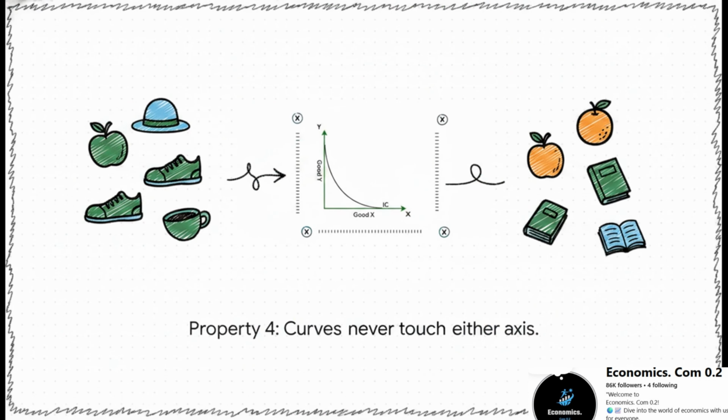And finally, property number 4. Indifference curves never touch either axis. Remember our core assumptions? We are analyzing a consumer who is buying two goods. If the curve touches an axis, that implies the consumer is buying 0 units of the other good. That literally breaks the fundamental rule of our two-good model. So the curve can get super close, but it never actually touches the edges.